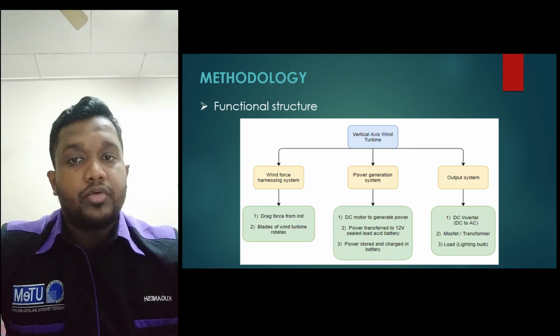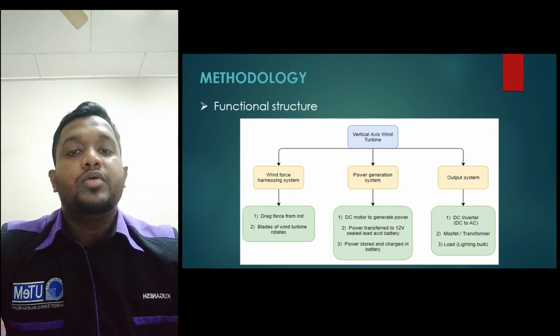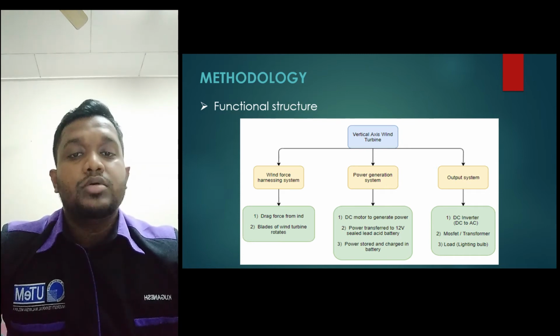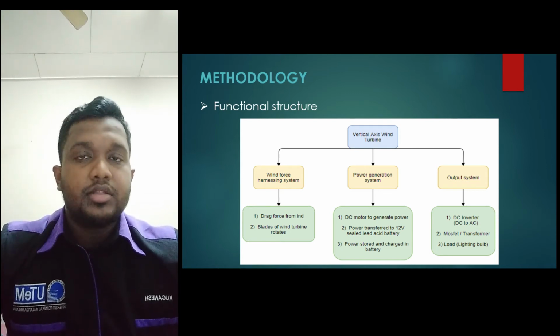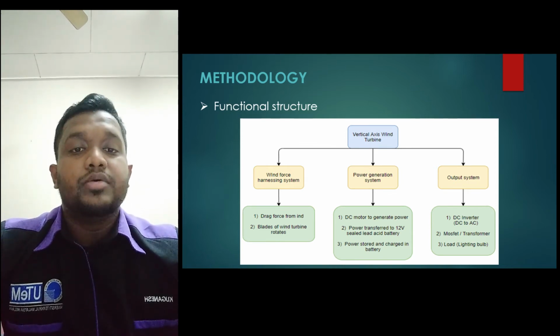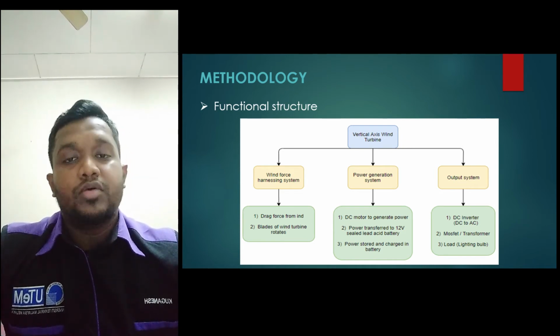In the wind force harnessing system, there is drag force from the wind and the blades of the wind turbine rotate. The power generation system consists of the DC motor to generate the power, and the power is transferred to a 12 volt lead acid battery, where it is stored and charged. The output system consists of the DC inverter. The DC inverter converts the DC to AC, and the MOSFET in the transformer manages the voltage and the charge power afterwards.